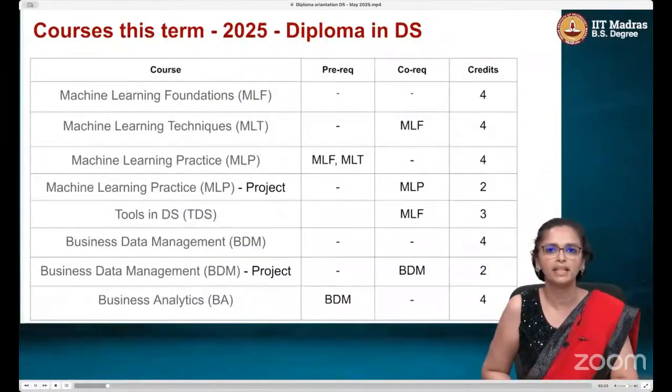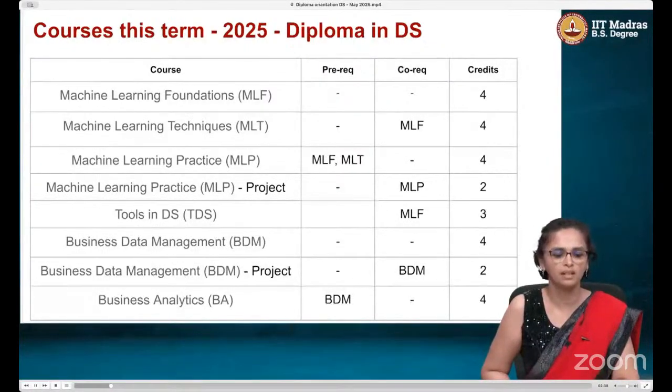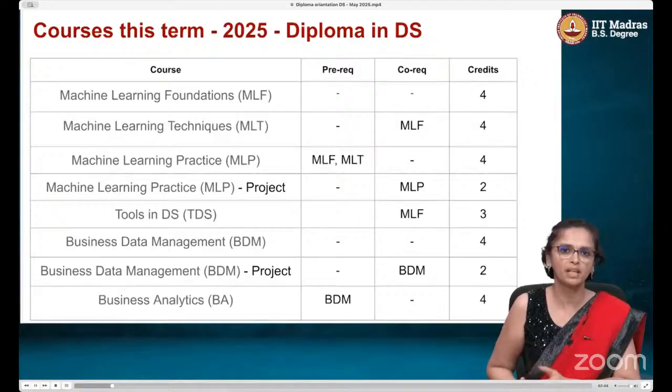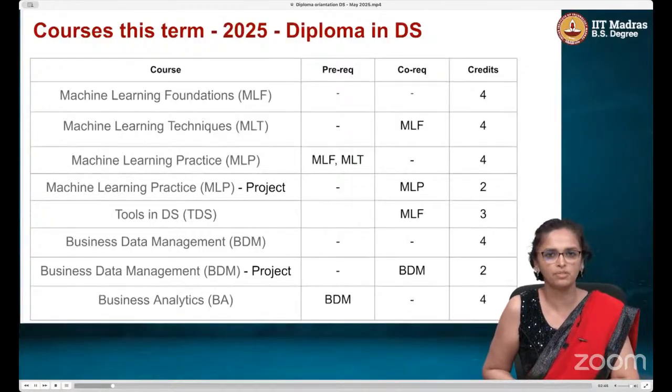This is the diploma in data science bucket. As you can see it, here too there are 6 courses and 2 projects. ML Foundations, ML Techniques, ML Practice form the core of learning machine learning, and the business data management course, the business analytics course, tools and data science course. These 3 give you a perspective of where the data really comes from.